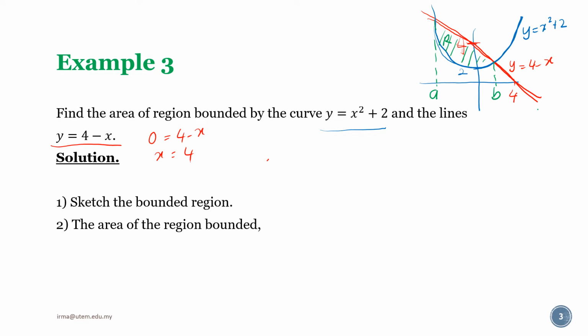The intersection point is between the curve and the line, so you need to set y equal to y, which means you will have x squared plus 2 equal to 4 minus x. If you want to solve this, you have x squared plus x minus 2 equal to 0. So we have what? x.